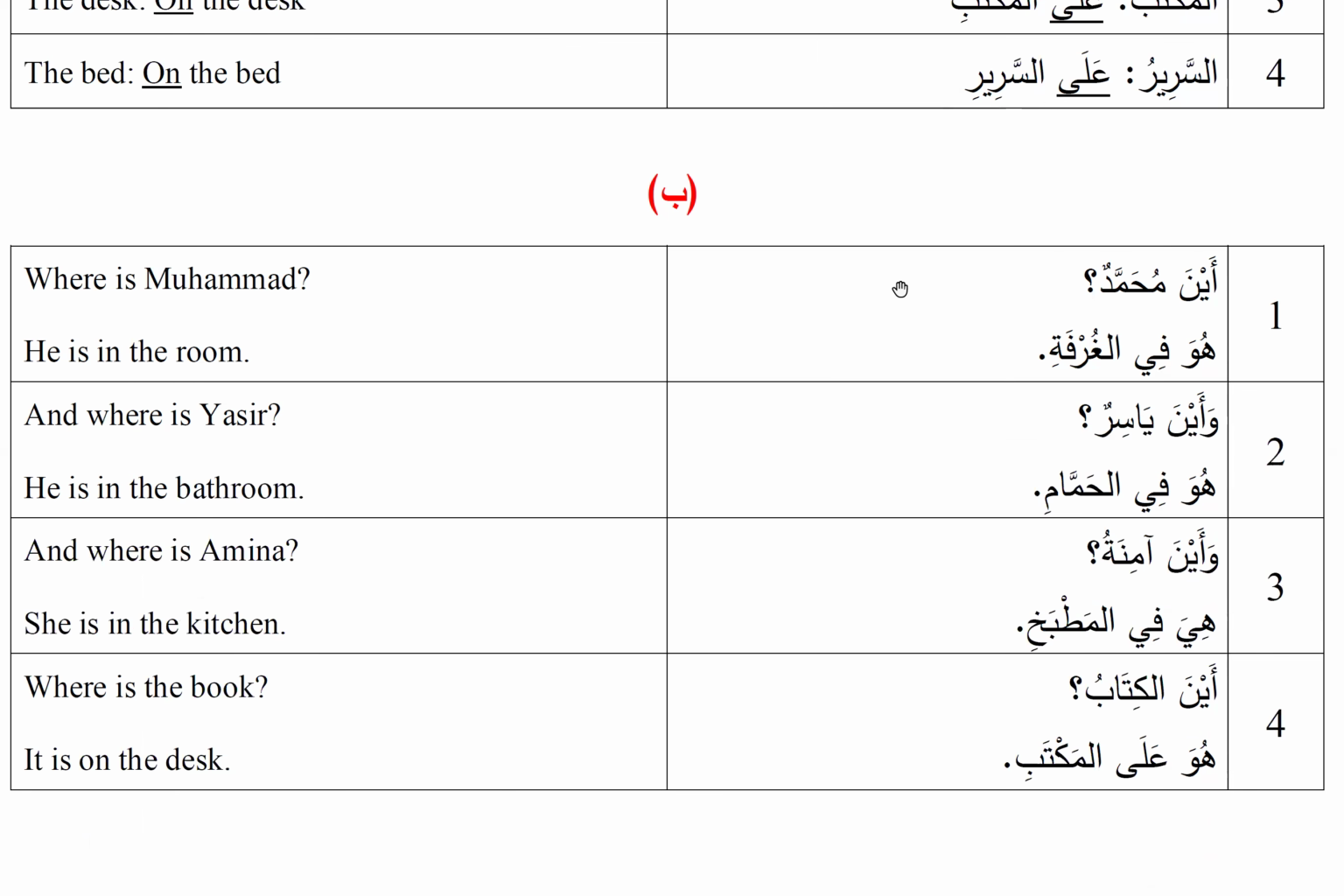Next, we have some questions and answers. Aina Muhammadun? Where is Muhammad? Huwa fil ghurfati. He is in the room. Huwa means he, fi al ghurfati, in the room. As you can see, normally we would say al ghurfatu, but because it's coming after fi, we say al ghurfati. Wa aina Yasirun? And where is Yasir? Huwa fil hammami. He is in the bathroom.